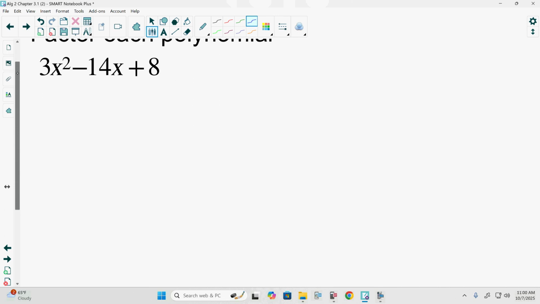3x squared minus 14x plus 8. Is there a greatest common factor between these three terms? Well, no. The smallest number is 3. The only factors of 3 are 1 and 3. Greatest common factor 1 doesn't matter. It's not going to change anything. So we'd see if 14 and 8 are divisible by 3. Neither one is, so there is no greatest common factor. So we move on to our two sets of parentheses with 3 spaces.